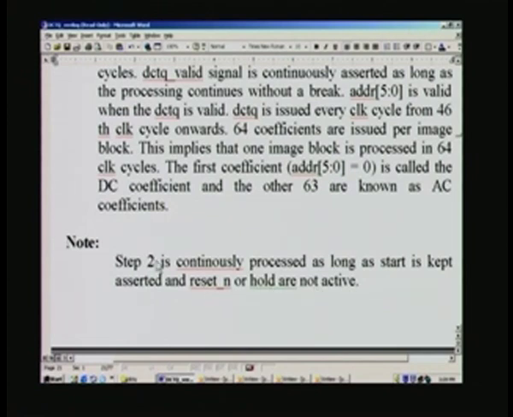If there is a hold, this will be suspended. If it is reset, the whole system will be reset, right. And one more thing, of course it is covered in item 2, start must be asserted there, and this completes the interface, the intercommunication between the host and the DCTQ processor.